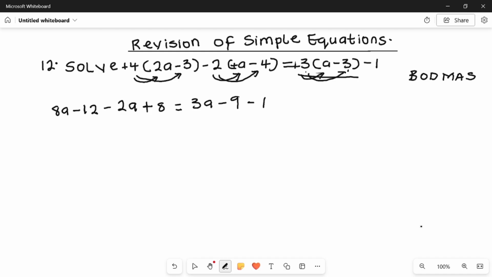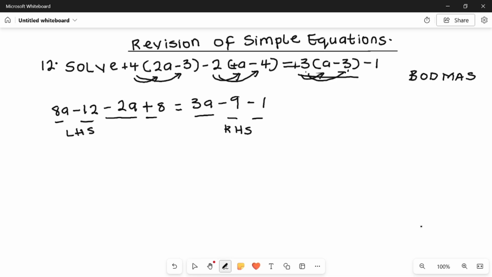So next we collect like terms. All the values with a, you move them to one side, and all the values without a, you move them to this other side. So 8a is here, minus 2a is here, 3a is here. You move them to one side. Let's say we keep them on the left hand side, and these other values, minus 12 plus 8 minus 9 and minus 1, move them to the right hand side.